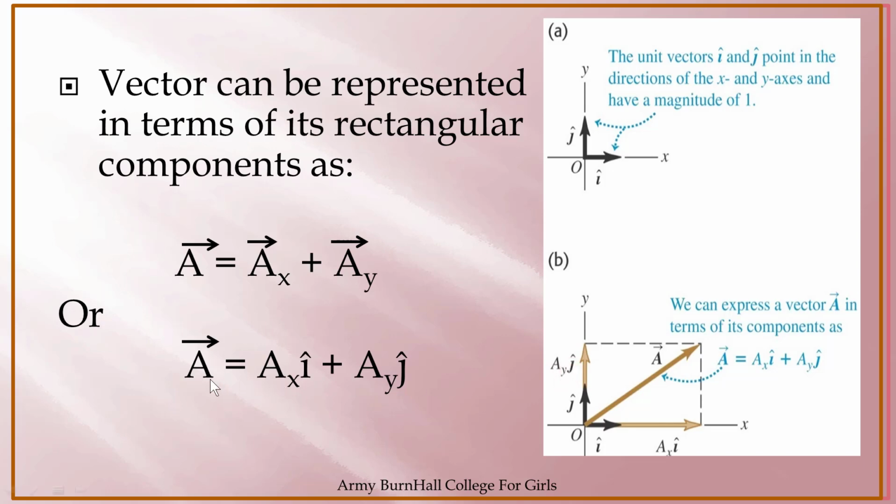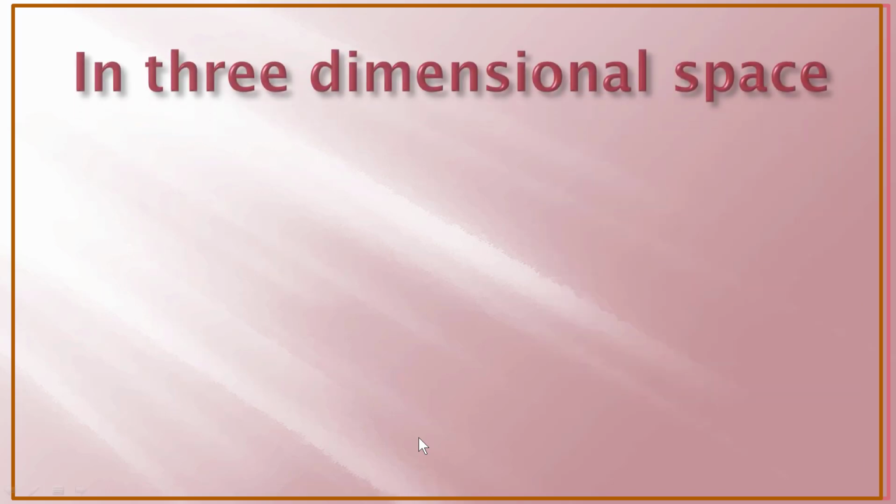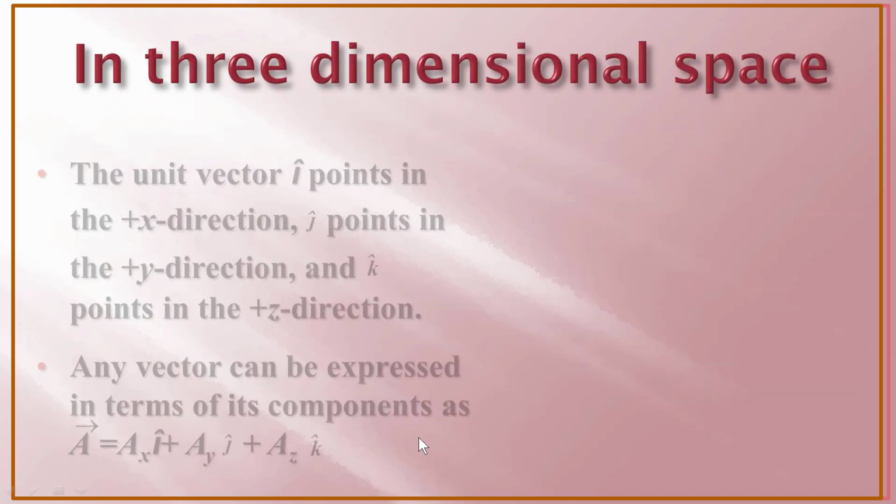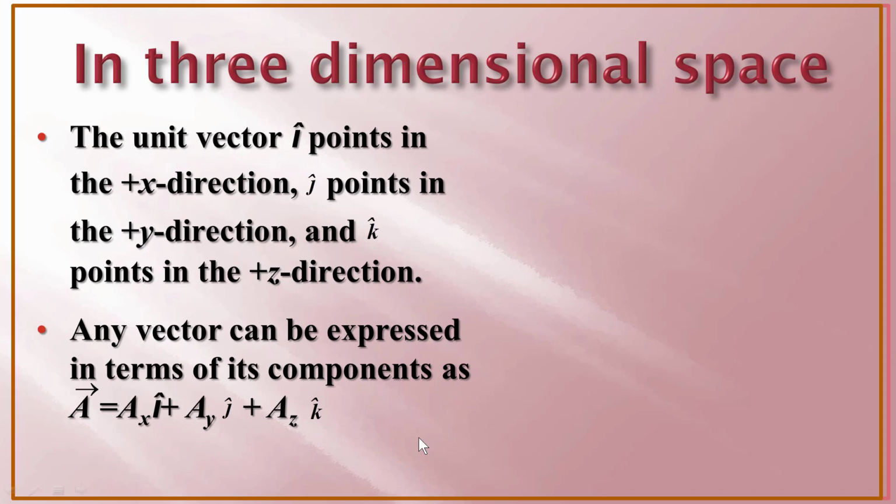So we can say that this vector can be represented as vector A is equal to Ax i hat plus Ay j hat. Okay, if we are talking about three-dimensional space, we know that the unit vector i points in the positive x direction, or negative, that will be minus i. j points in the y direction and k hat points in the z direction.